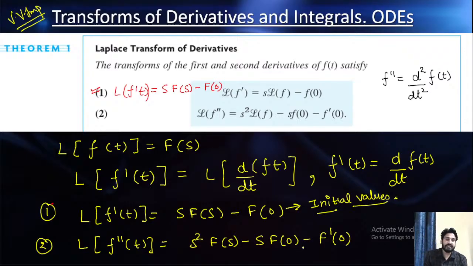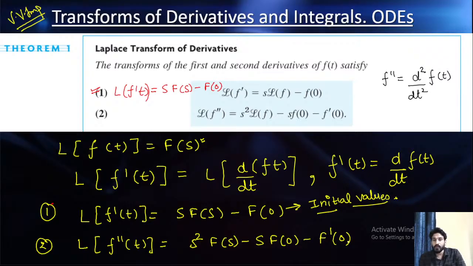And you will find the practical implication of this f of 0, of these initial values. What is the meaning in the context of the IPC when we discuss the IPC? Now what is the Laplace of the double derivative? It is s square f of s minus s f of 0. F of 0 means that in the f of s you are putting s equal to 0.